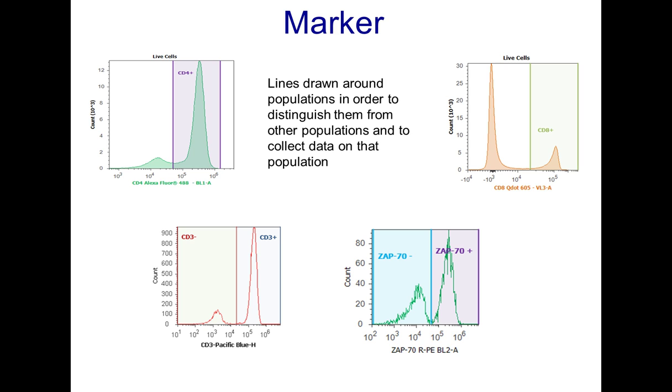Lines can be drawn around populations in order to distinguish them from other populations and to collect data on that population. So they can be created on a histogram or another type of plot.